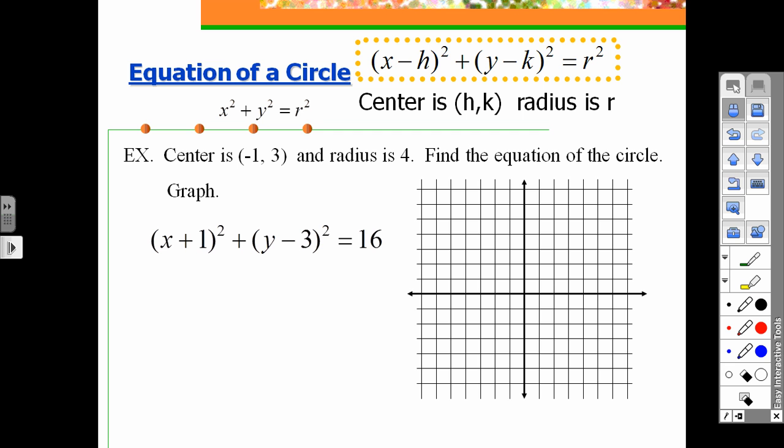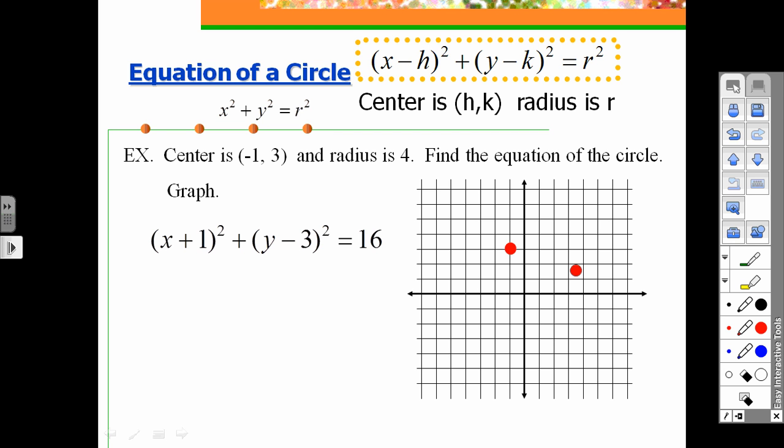When you go to graph it, what you're going to do, first of all, is you're going to graph where the center is. So the center is at -1, 3: over 1, up 1, 2, 3, right here. So we put a point there at the center.